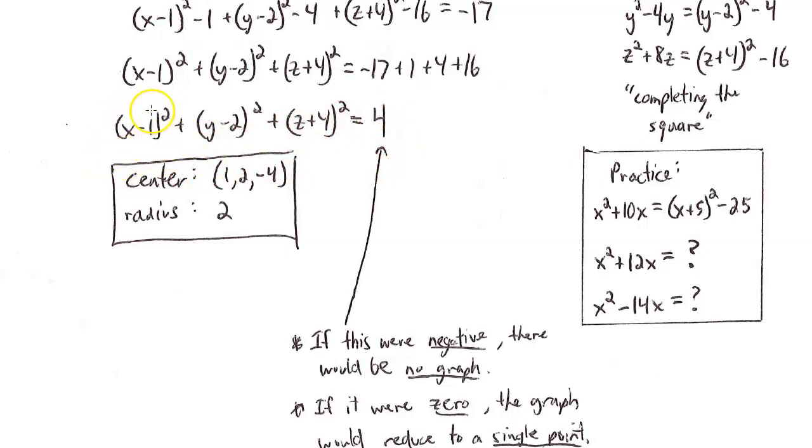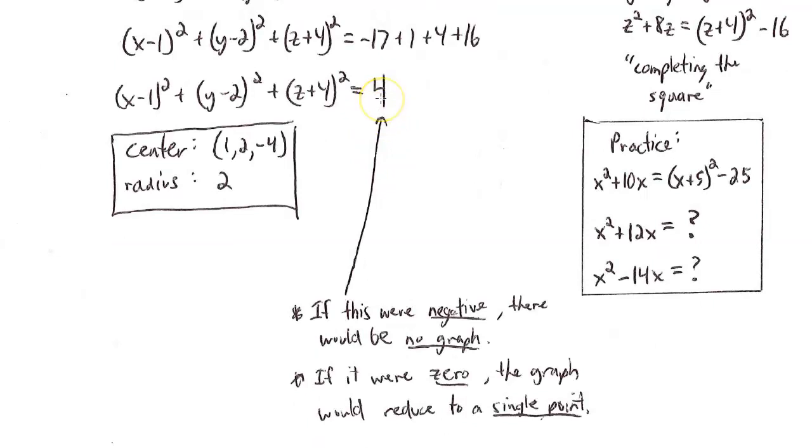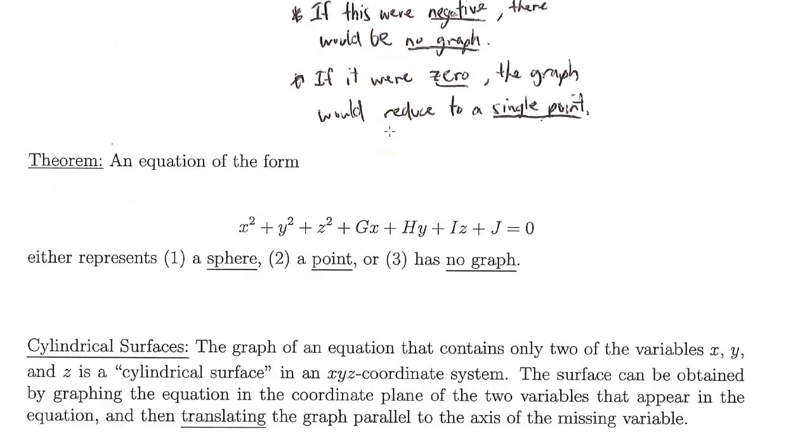Because notice the left-hand side can never be negative. You have something squared plus something squared plus something squared. So if this over here ended up being negative, you'd have no graph. You wouldn't have a sphere. If it were 0, you would essentially have a sphere with a radius of 0, which is really just a single point. Okay, so there's really 3 possibilities.